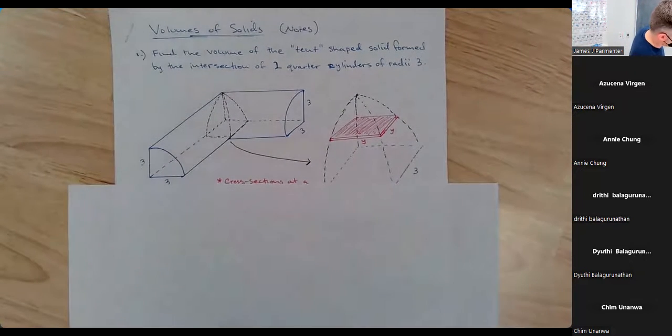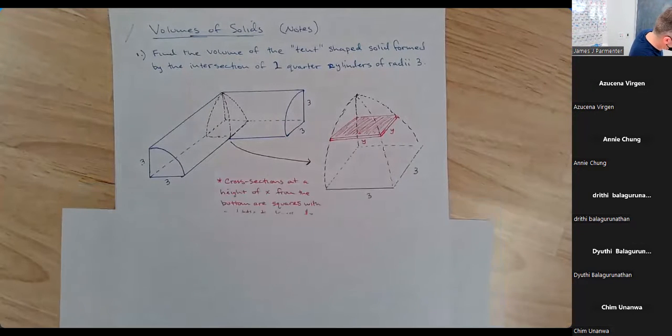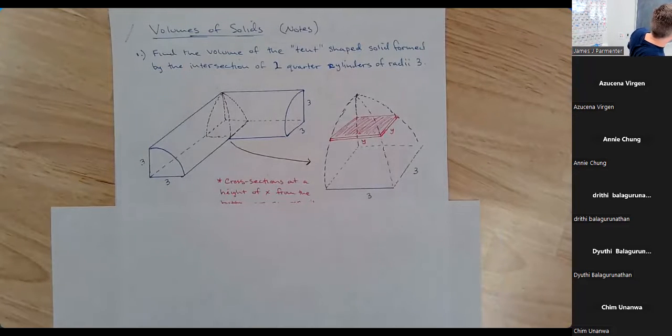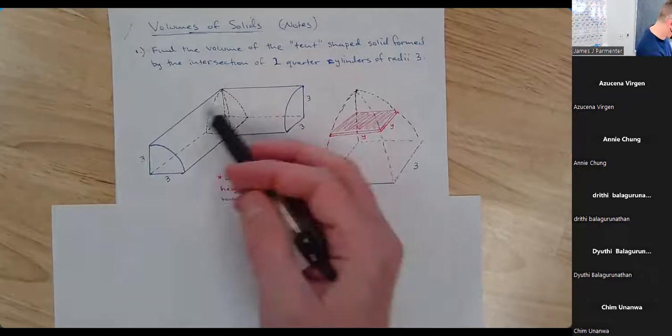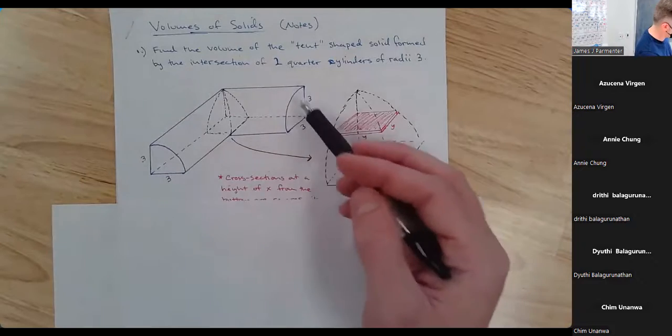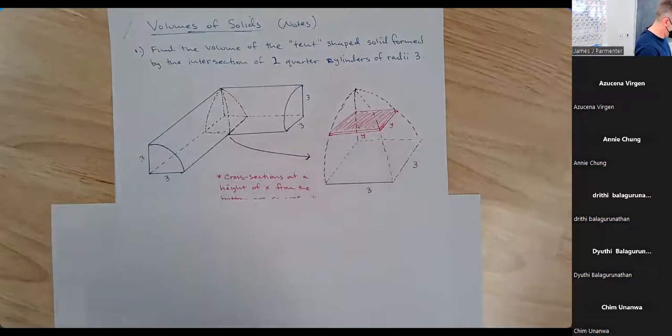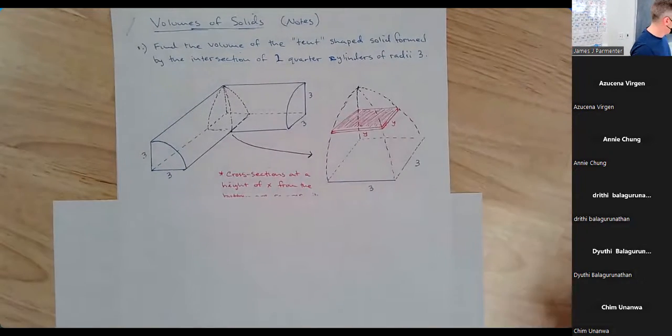So let's look at this. We have this shape, which is kind of like a tent kind of looking thing. We want to find the volume of the quote unquote tent shaped solid formed by the intersection of two quarter cylinders of radii 3. So this is the quarter of a cylinder of radius 3. This is the quarter of a cylinder of radius 3. And we're seeing where they intersect in this kind of shape here.